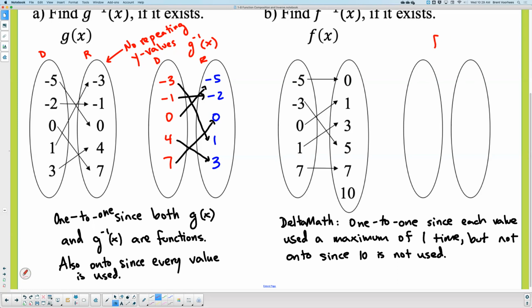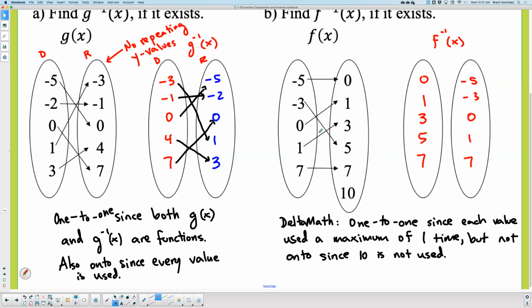So on this one, what would the inverse look like? I would not put the 10 in. I'm not going to put the 10 in since 10 isn't used. So I'm going to write down 0, 1, 3, 5, 7. And the range would be -5, -3, 0, 1, and 7.